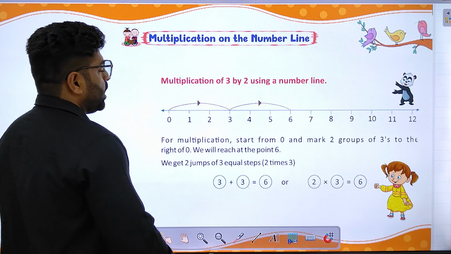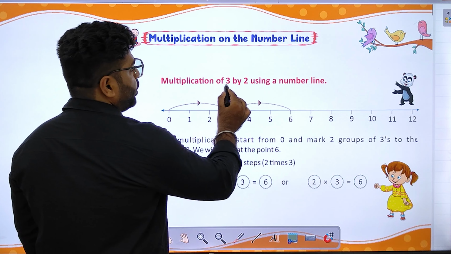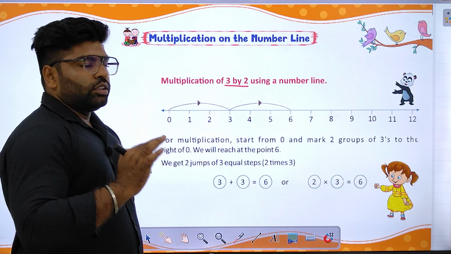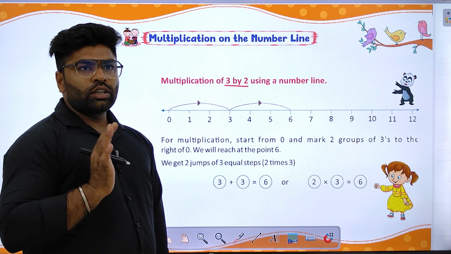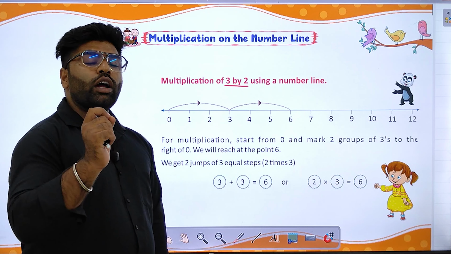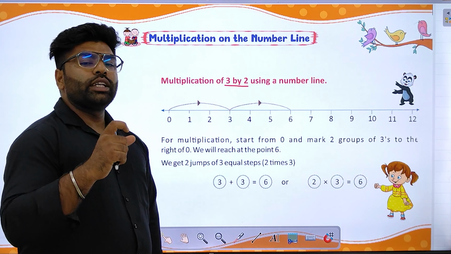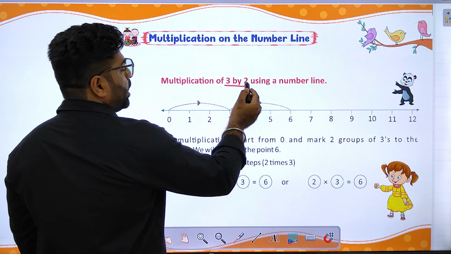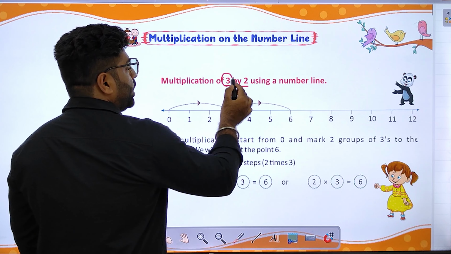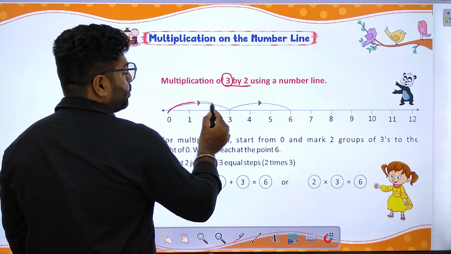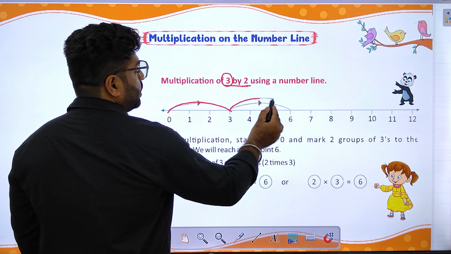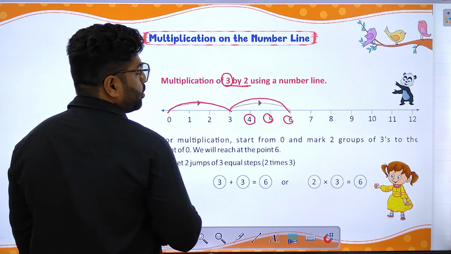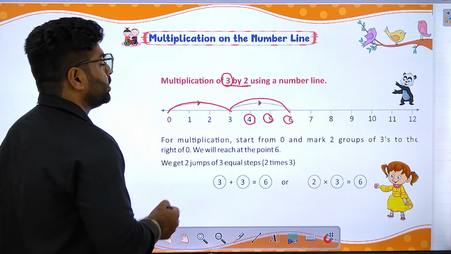So here we are having multiplication of 3 by 2 using a number line. In the concept of multiplication on a number line, you just have to jump the exact number of times. Here we are having 3 by 2, so we have to jump 3, 2 times, just like 0 to 3, and again 3 to 6. So we have 3 jumps always. Clear?